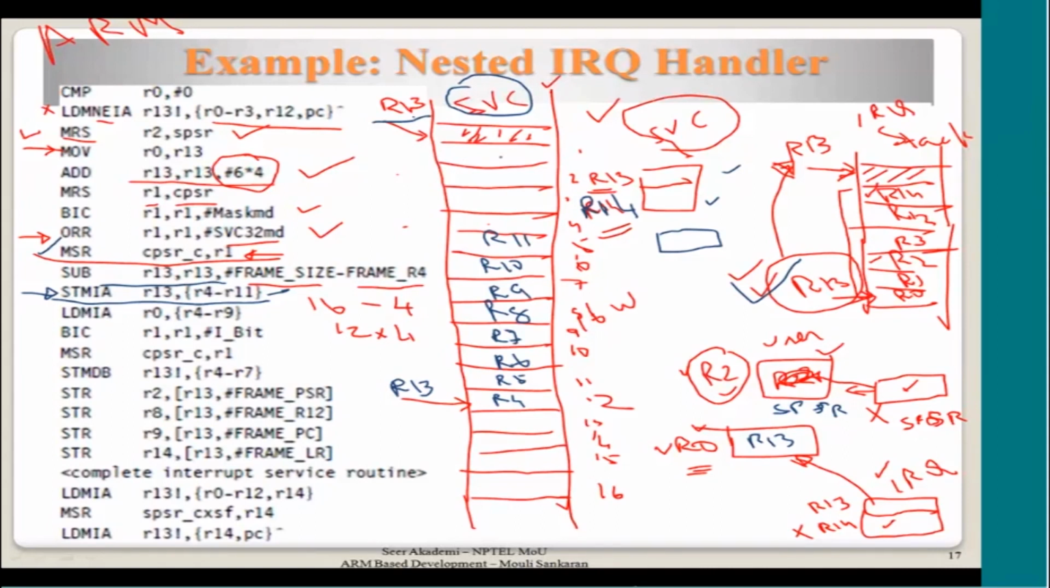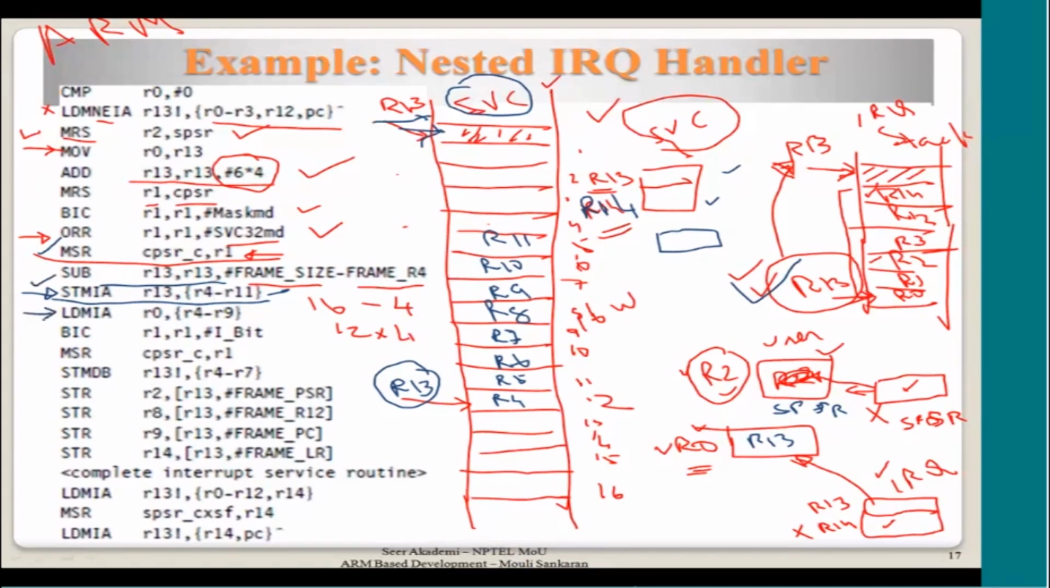But the R13 which was here is moved here. Why? Because we are giving an STM instruction with the base of R13, and remember that we are not giving an exclamation mark here. That means it is doing a multiple store, but it doesn't modify the R13 value. So R13 remains here as it is, but the values get written into memory from the ARM processor registers. It starts from R4 because R4 is the lowest register in the list. I hope this is clear to you.